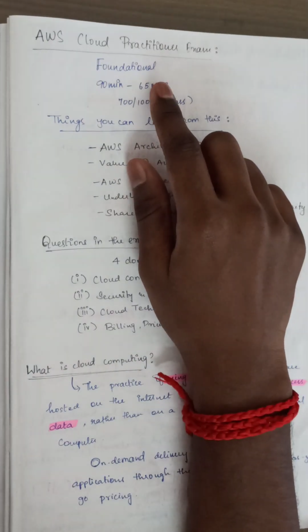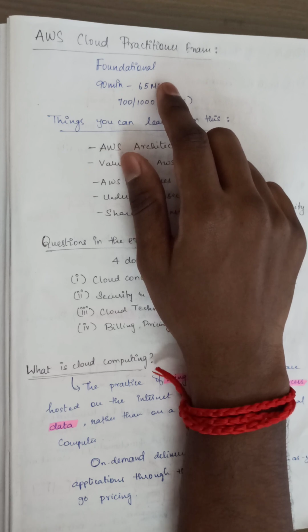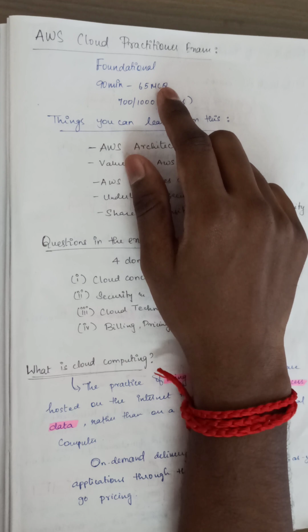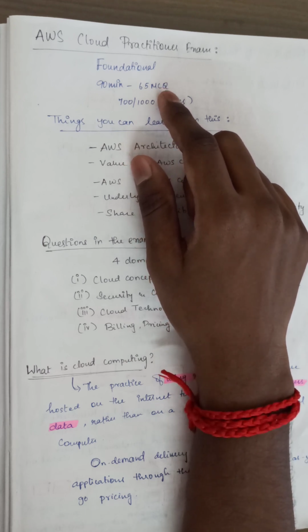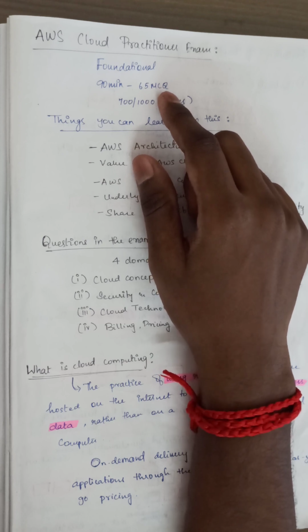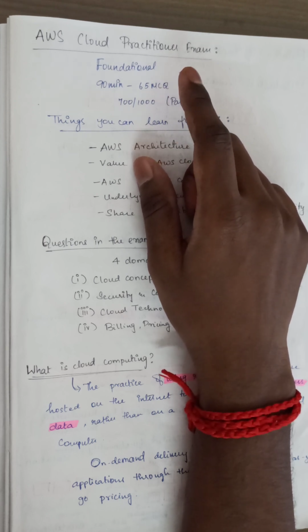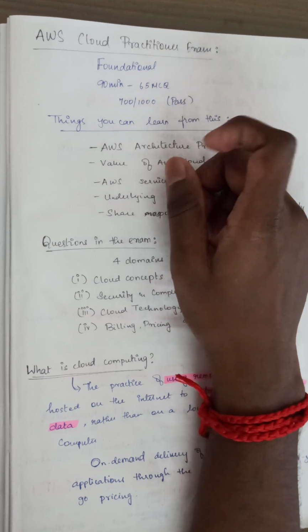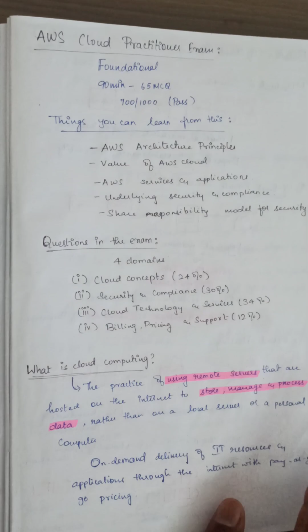And this is the first exam out of the series of exams that are present. So this is the foundational exam, and if you want to proceed on to a path of being a solutions architect or a cloud engineer or a machine learning engineer, you'll have to write some more exams for that. But this is the foundational exam, and the exam is 90 minutes with 65 MCQs, and the passing mark for that is 700 out of 1000.